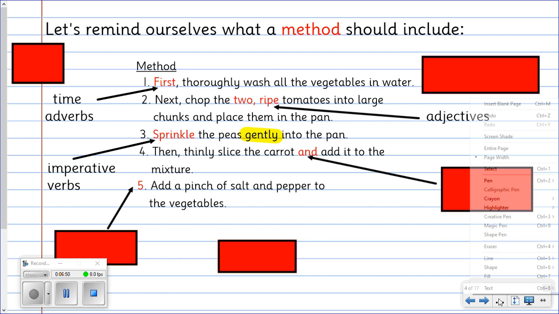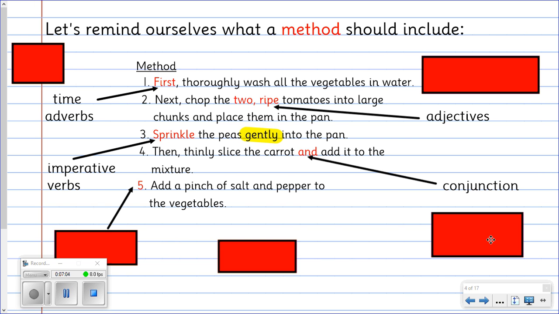Okay, instruction number 4. Then thinly slice the carrot and add it to the mixture. And the word and is highlighted. What type of word is and? Well done. It's a conjunction. It's one of our joining words. It can join ideas or sentences together. So we've got words like and, because, so, then, when, while. Again, look back on some of the work that you've done over the last few weeks, and we've talked about conjunctions, and you'll have some ideas.